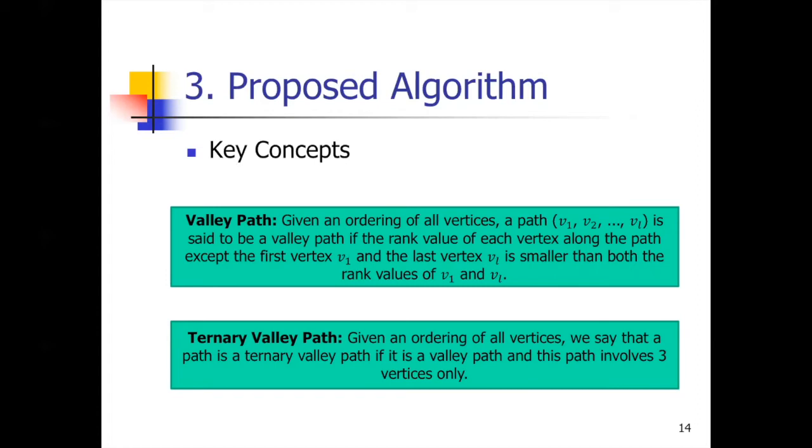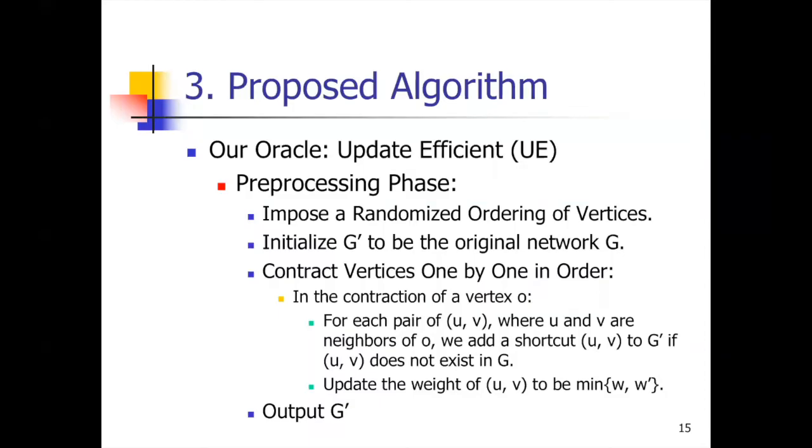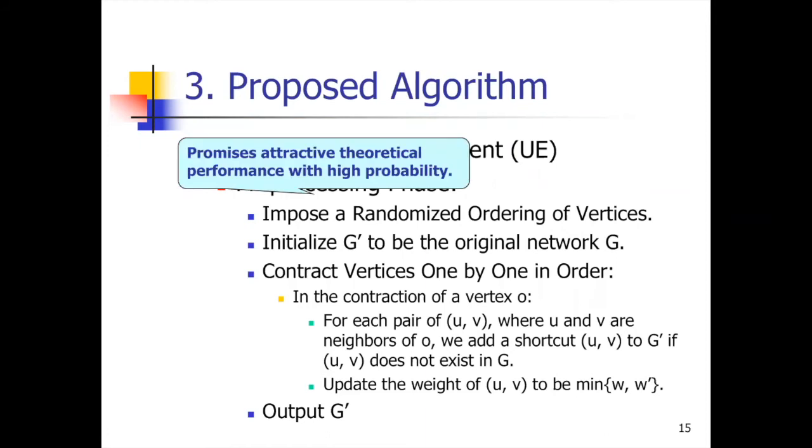So given an ordering of all vertices, a path is a ternary valid path if it is a valid path and involves only 3 vertices. In this example, the path V7, V3, V4 is a valid path and also a ternary valid path. In the pre-processing phase of our proposed oracle, Update Efficient, UE in short, first imposes a randomized ordering of vertices, and it promises attractive theoretical performance with high probability.